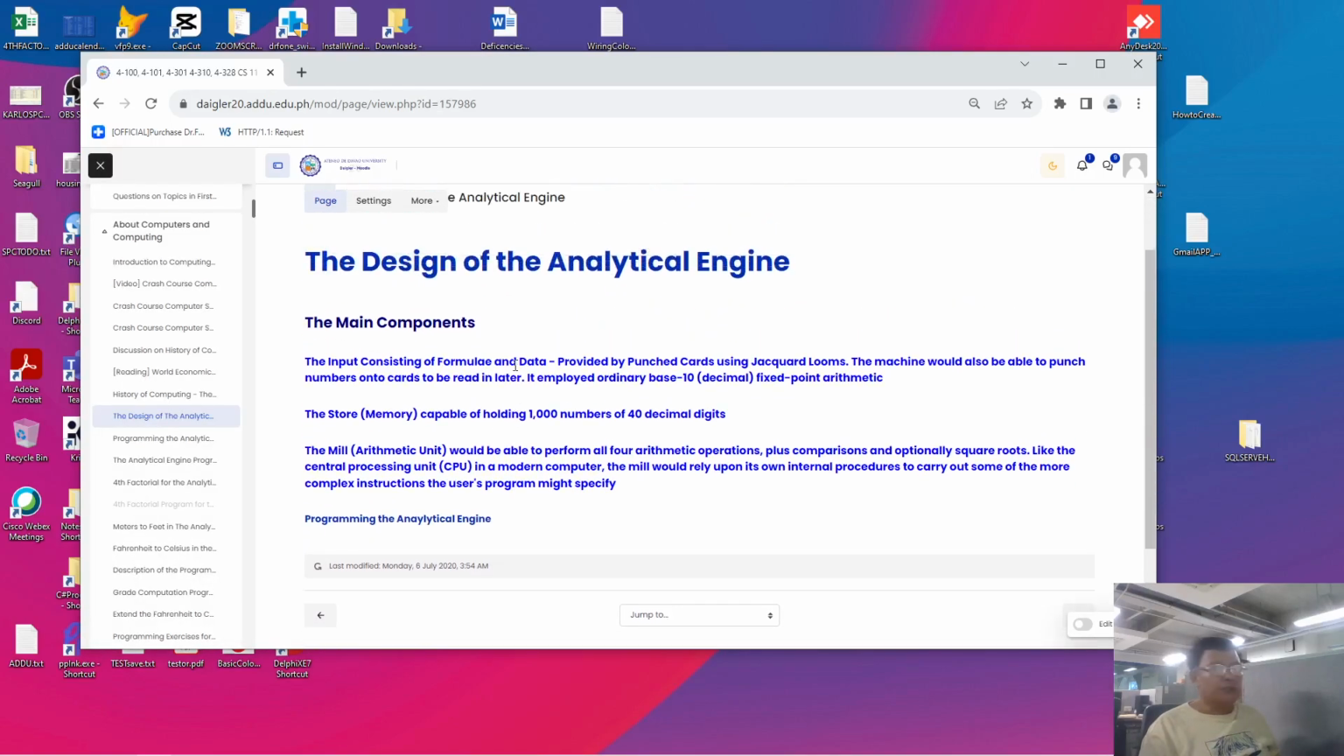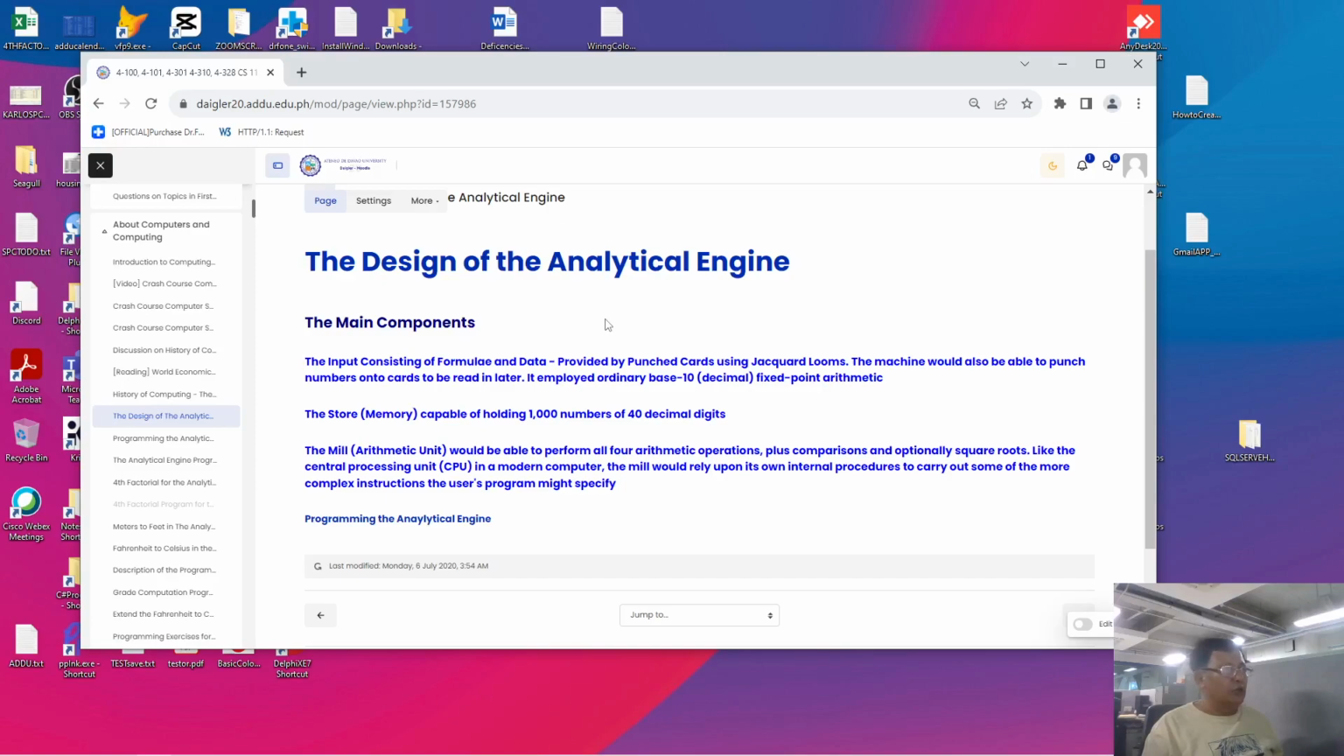The analytical engine is a mechanical computing device which is different from the previous computing devices in the sense that there will be two types of inputs. In the previous devices like the step reckoner and the arithmometer, the inputs are just a set of data that are used in identified arithmetic operations. In the case of the analytical engine, the input consists of both formula and data, which are provided by punch cards using Jacquard's loom. The machine itself could also punch onto the cards, which are going to be read later.